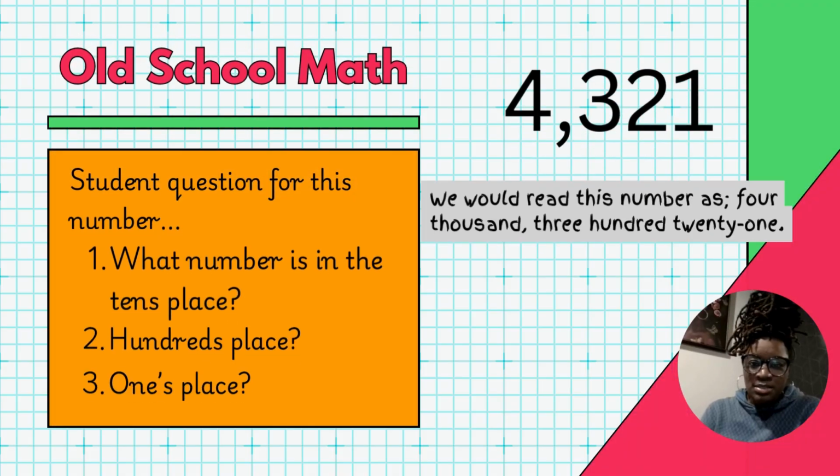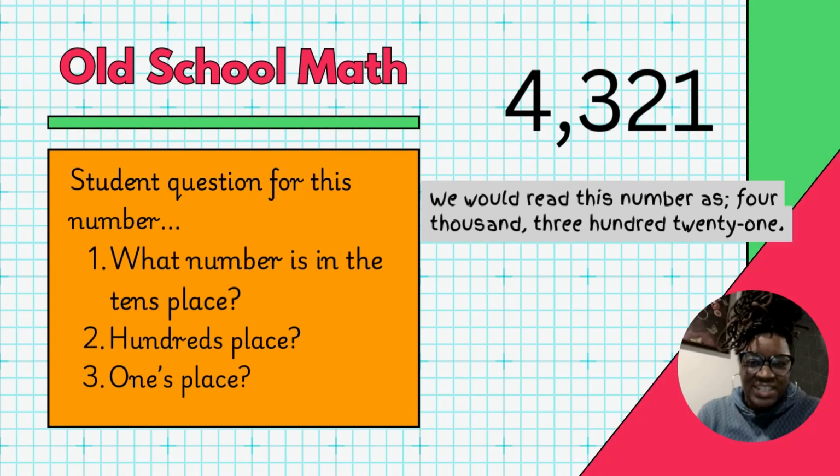Let's take a look at this first sample question, which comes from our old school math. So here we read this number as 4,321. Pretty standard, nothing crazy, right? But for students in class, they would have heard questions like, "What number is in the tens place? What number is in the hundreds place? And what number is in the ones place?" Nothing's wrong with this strategy. It's just that it's requiring students to know their place values and to memorize what the place values themselves are.